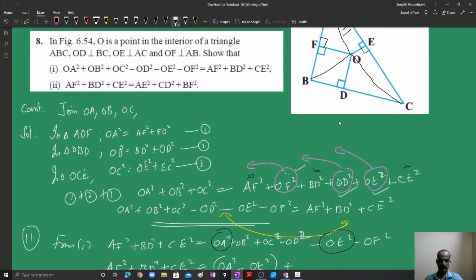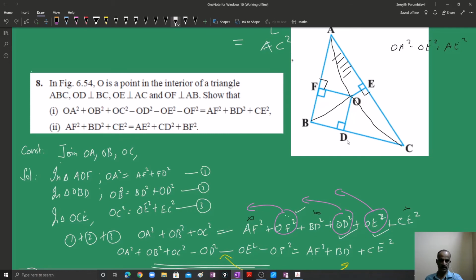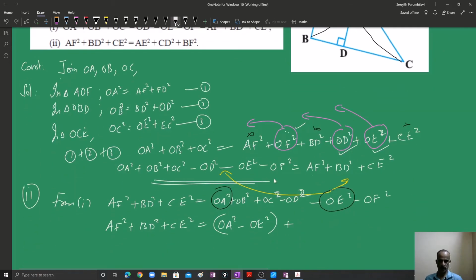Next is CD. Where is CD? CD is this, that is OC square minus OD square. We are picking these two, OC and OD. Okay, OC square minus OD square plus the last one. What is remaining? OB square, this one, and OB square minus OF square.